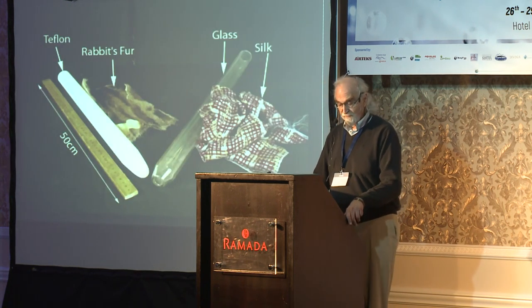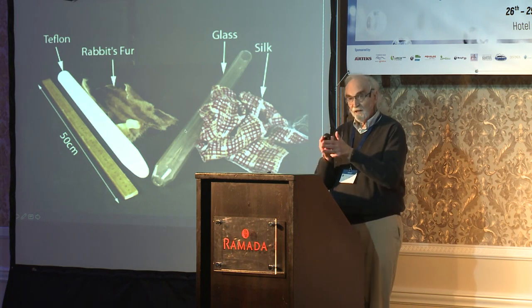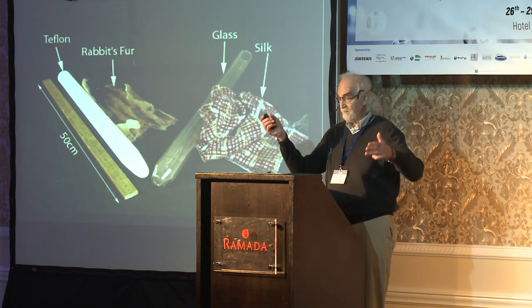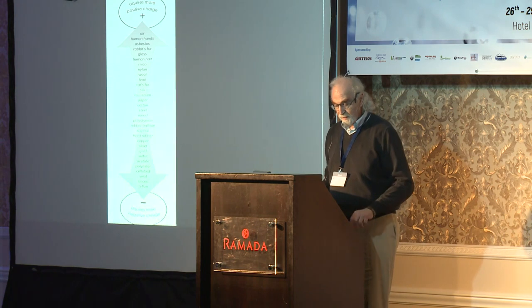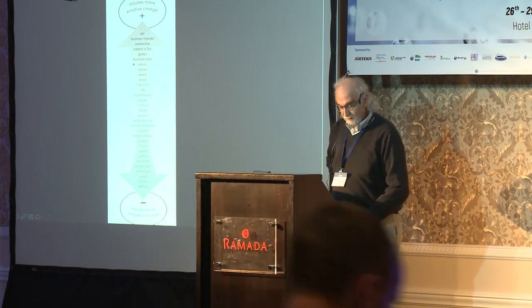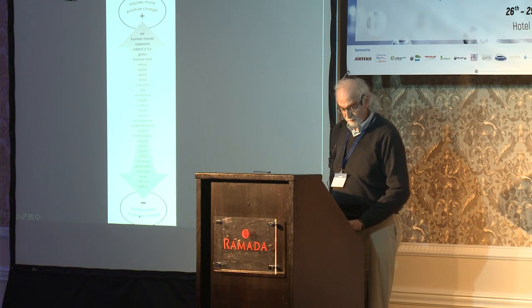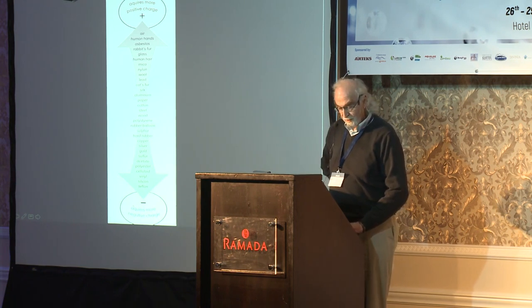It's pretty common to know that if you take a rabbit's fur and rub it on Teflon, they both become charged. And the same thing with silk on glass. So you rub two things together, one becomes negative, one becomes positive. It's natural. And this is a list, which you might or might not be able to see from where you're sitting, listing common substances. Some of them have a tendency to become more positive, and some have a tendency to become more negative. And they're listed here.